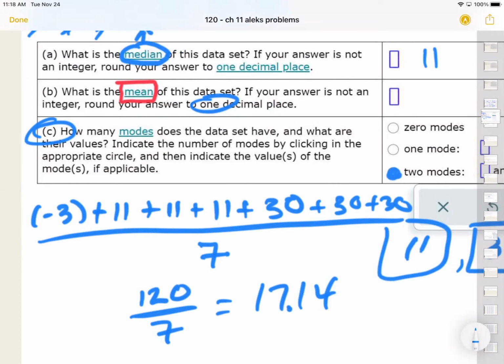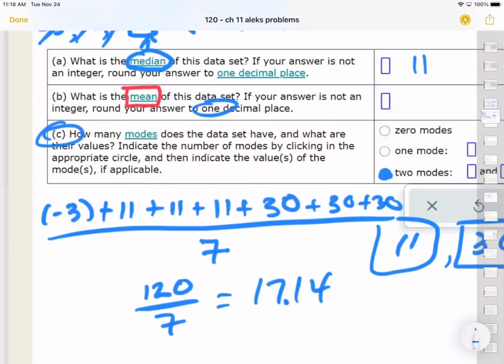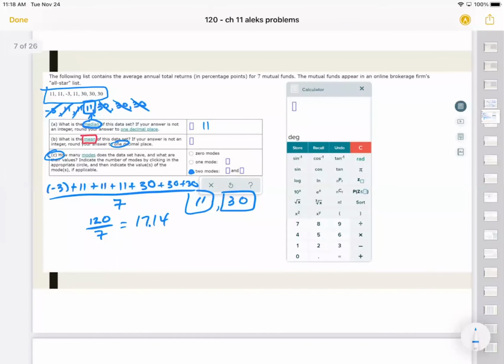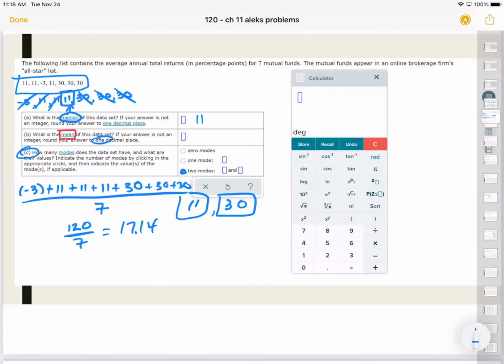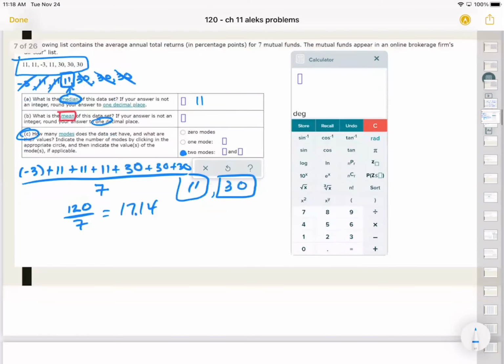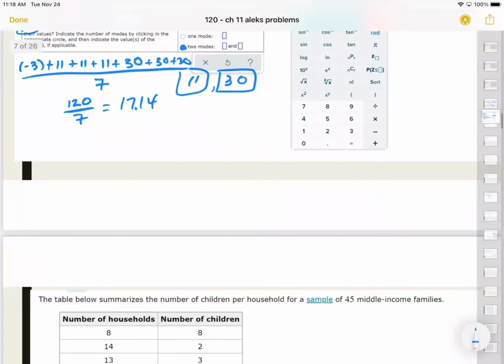So that's your mean. Reminder, to find the median, you need to put the items in order. And on the right-hand side, you can click the calculator and they give you that calculator item, and that's what you need to do.